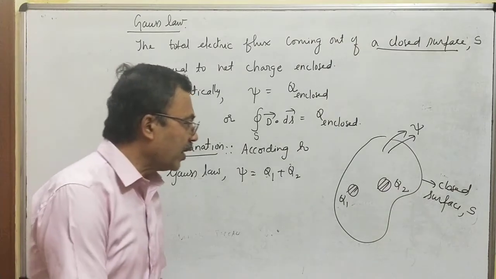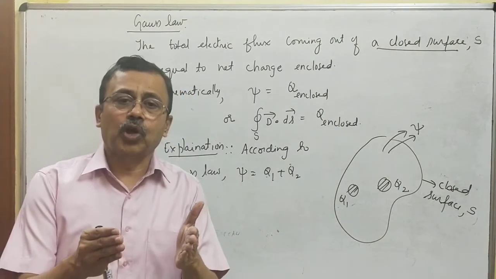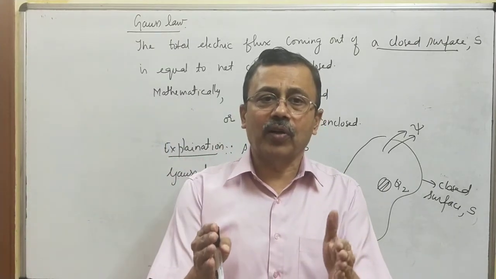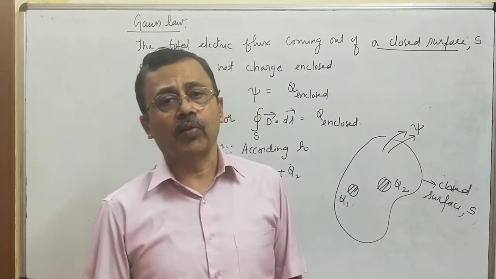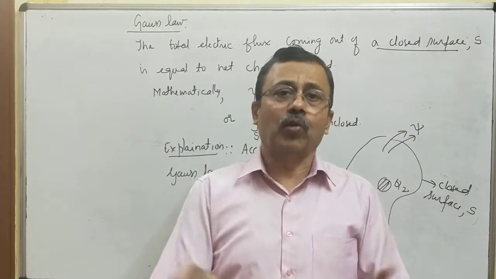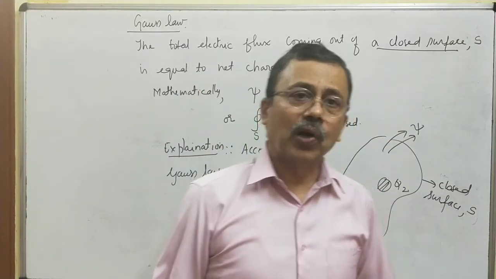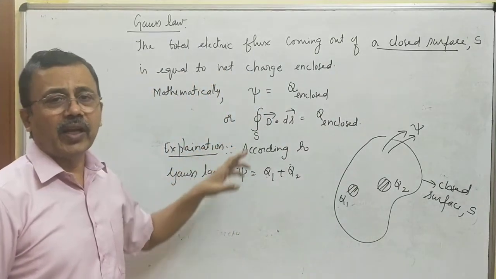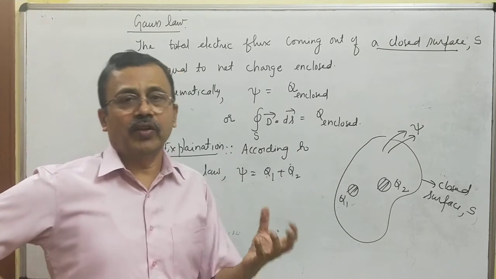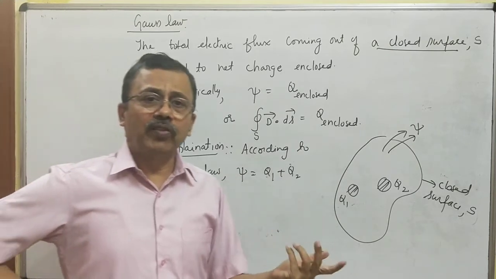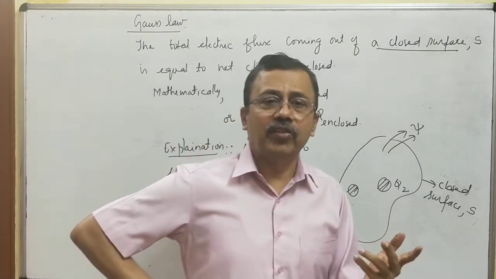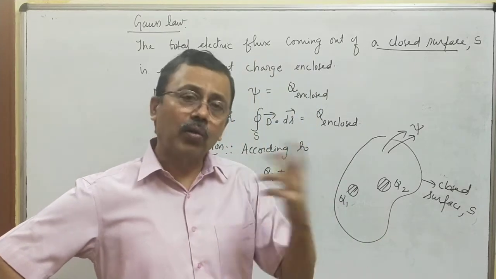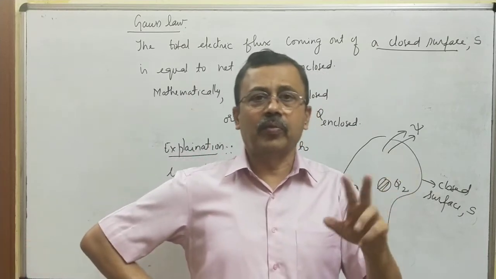Please remember, a closed surface could be made up of many open surfaces. You take a cube. A cube has 6 faces. Each face is an open surface, whereas the cube as a whole is a closed surface. So Gauss law is applicable only for closed surfaces. In the beginning I told you what is an open surface and what is a closed surface. All open surfaces are two-dimensional figures. But all closed surfaces are three-dimensional figures.